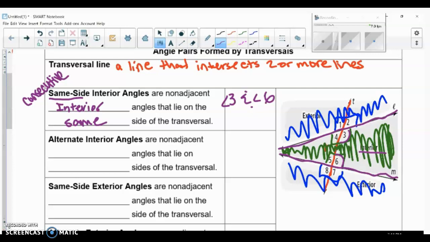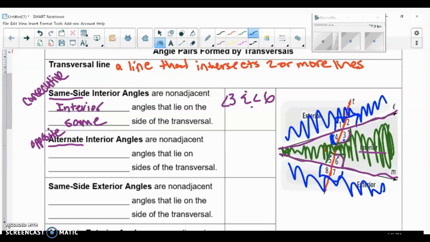Next, we'll move on to alternate interior angles. And alternate interior angles would be like 3 and 5 and 4 and 6. So alternate means opposite. So two alternate interior angles are angles that are on the interior and they lie on opposite sides of the transversal.